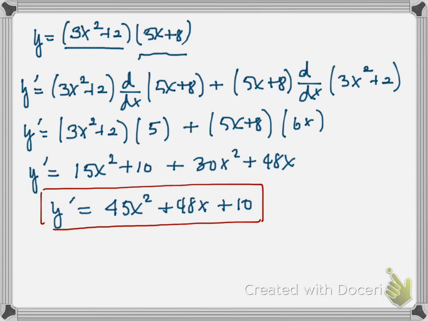Now if you go back up to the original line where I just had y equals, this is a product that is easily multiplied out. So there was actually another option to do this. I did it using the power rule so I could demonstrate how that rule works.